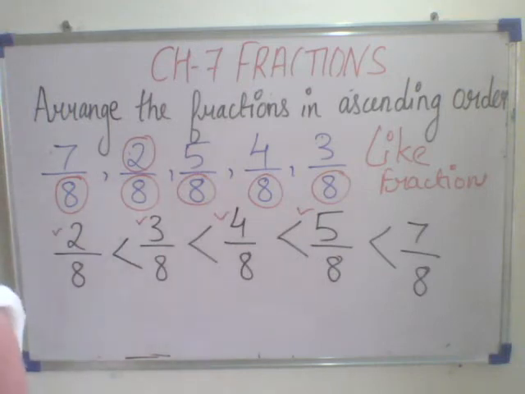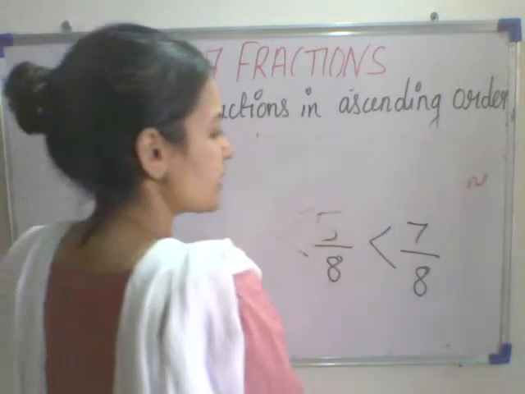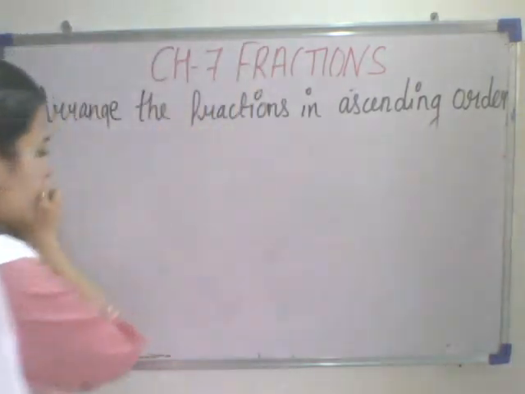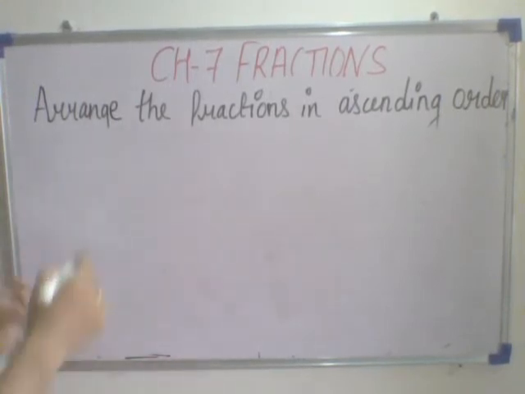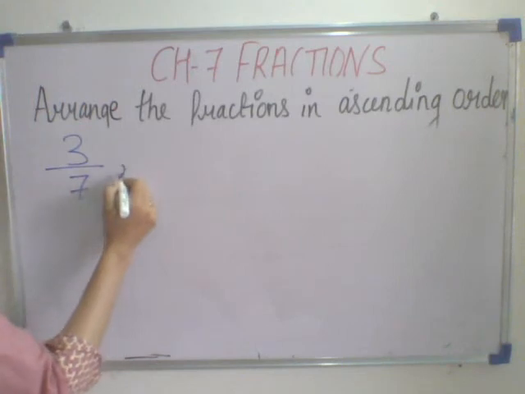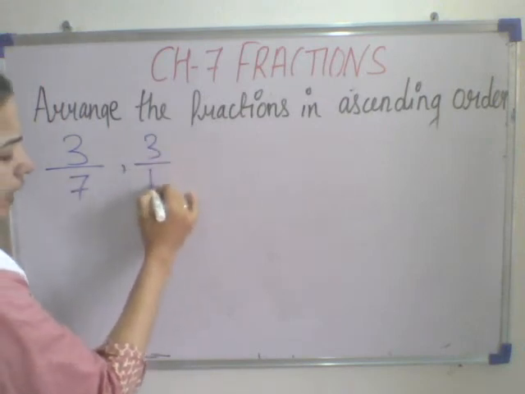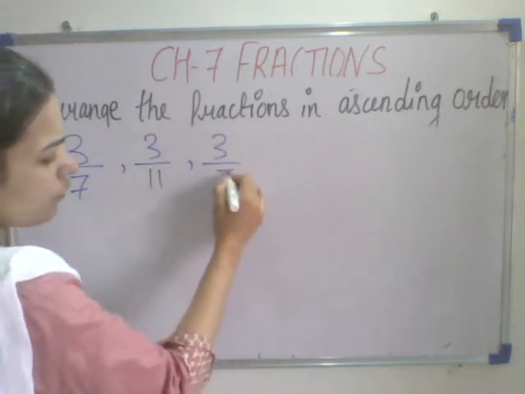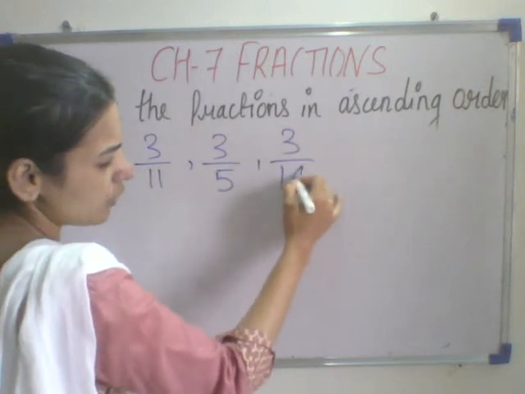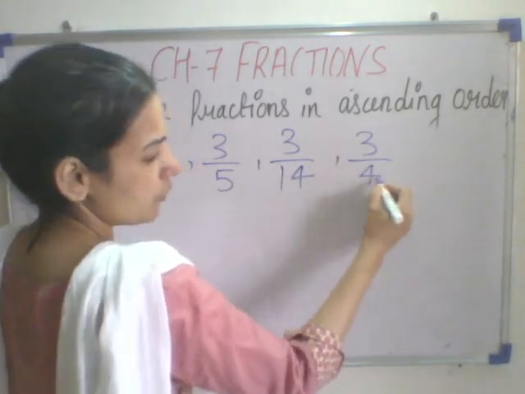Now let us do another question. I am writing another fraction set. Again we have to arrange it in ascending order. Here I am writing the question: 3 upon 7, 3 upon 11, 3 upon 5, 3 upon 14 and at the last 3 upon 4.